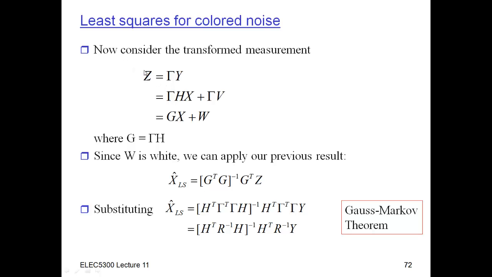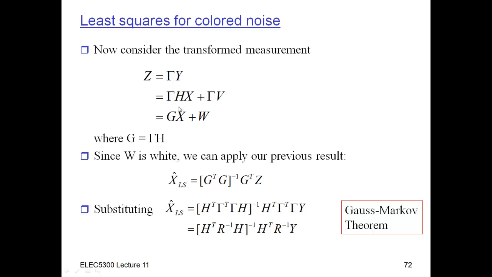Now we consider the transformed measurement, Z equals gamma times y. Since y is equal to Hx plus v, you can see I apply gamma to the noise, but I've also changed the measurements. So the relationship between z and x is not the same as the relationship between y and x. I have this new function here, but it's just another readout matrix. All I've done is change the readout matrix a little bit by adding this gamma inside. Since the noise here is white, I can apply our previous result.